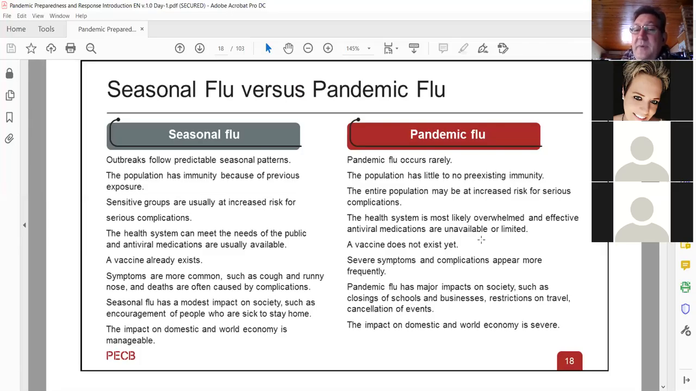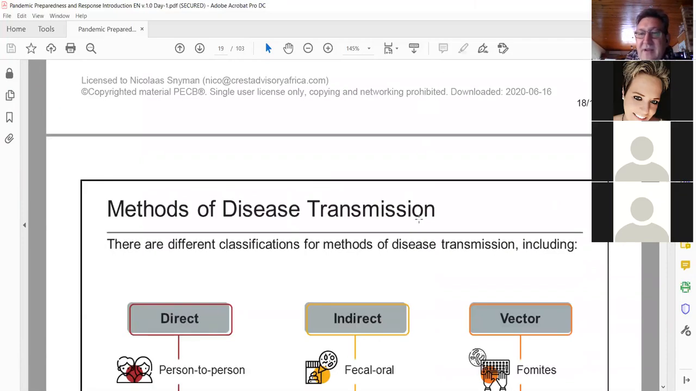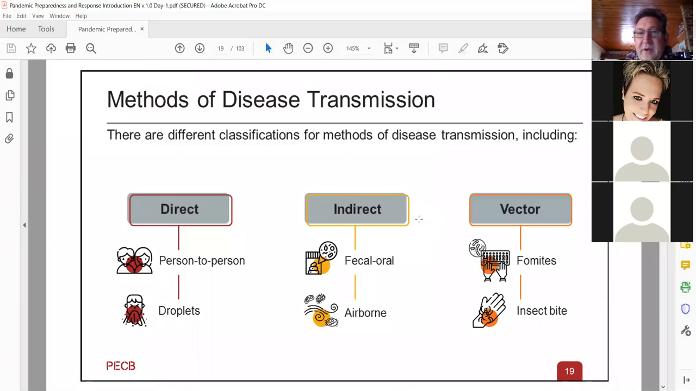And then the health system is most likely overwhelmed, and effective antiviral medication is unavailable or limited. And a vaccine does not exist yet. Several symptoms and complications appear more frequently, and the pandemic flu has major impacts on society, such as closing of schools and businesses, restrictions on travel, cancellation of events, etc. And the impact on the domestic and world economy is severe. We have seen that. We are seeing it. It is at the moment a living exercise that we are going through.